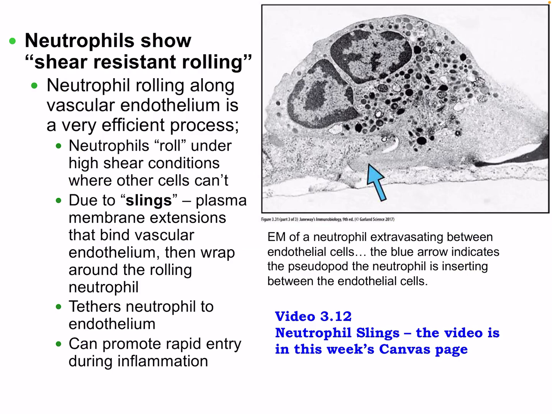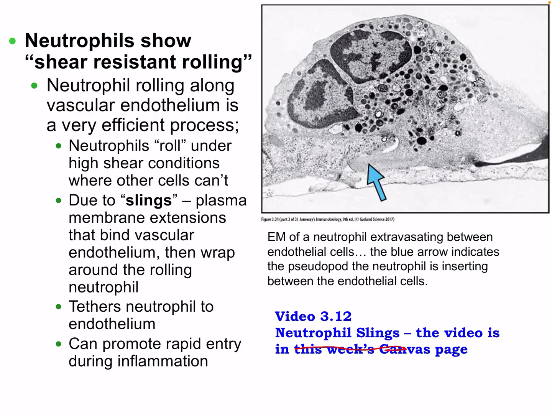Neutrophils have something called slings, which is a plasma membrane extension that binds to the vascular endothelium, then wraps around the rolling neutrophil. And then this tethers the neutrophil to the endothelium and can promote rapid entry during inflammation.